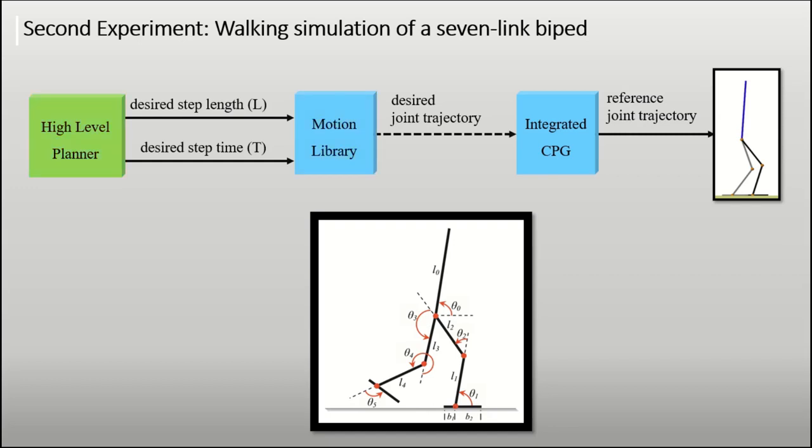In the experiment, a high-level planner, which is a simple logic, chooses a set of desired step lengths and step times. We read the corresponding desired joint trajectory from the motion library, and then the CPG generates the reference joint trajectory. The reference joint trajectory is followed by the robot joint controller. In this experiment, a 7-link biped robot is simulated in MATLAB by using the Simscape toolbox.